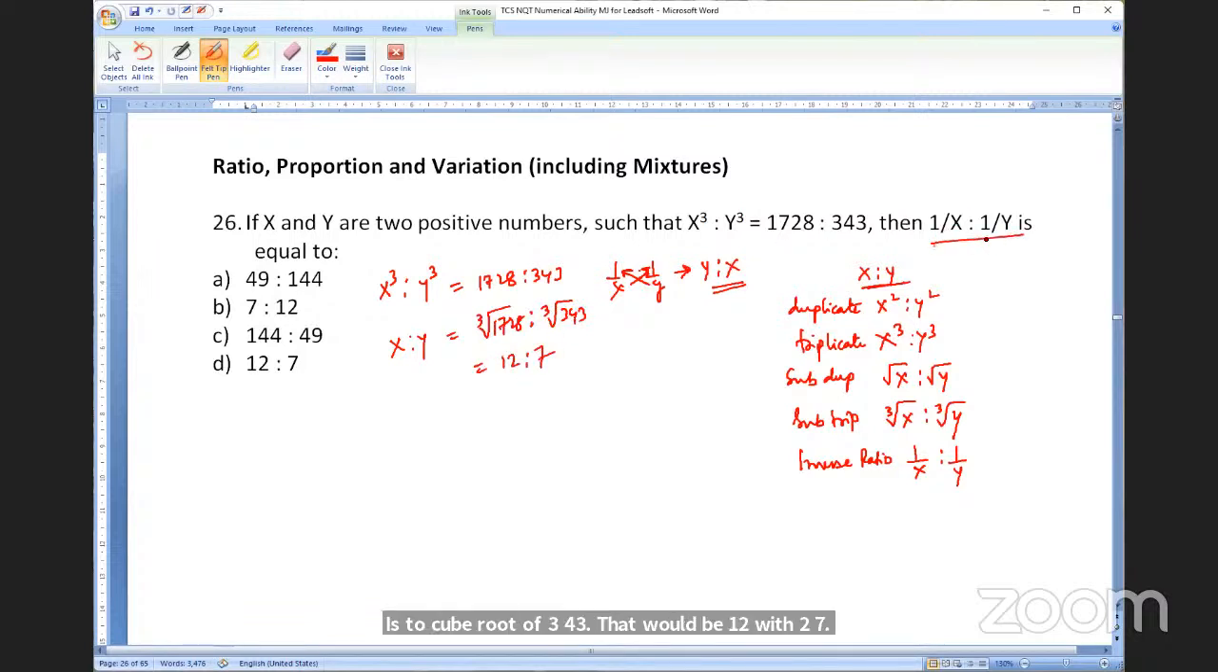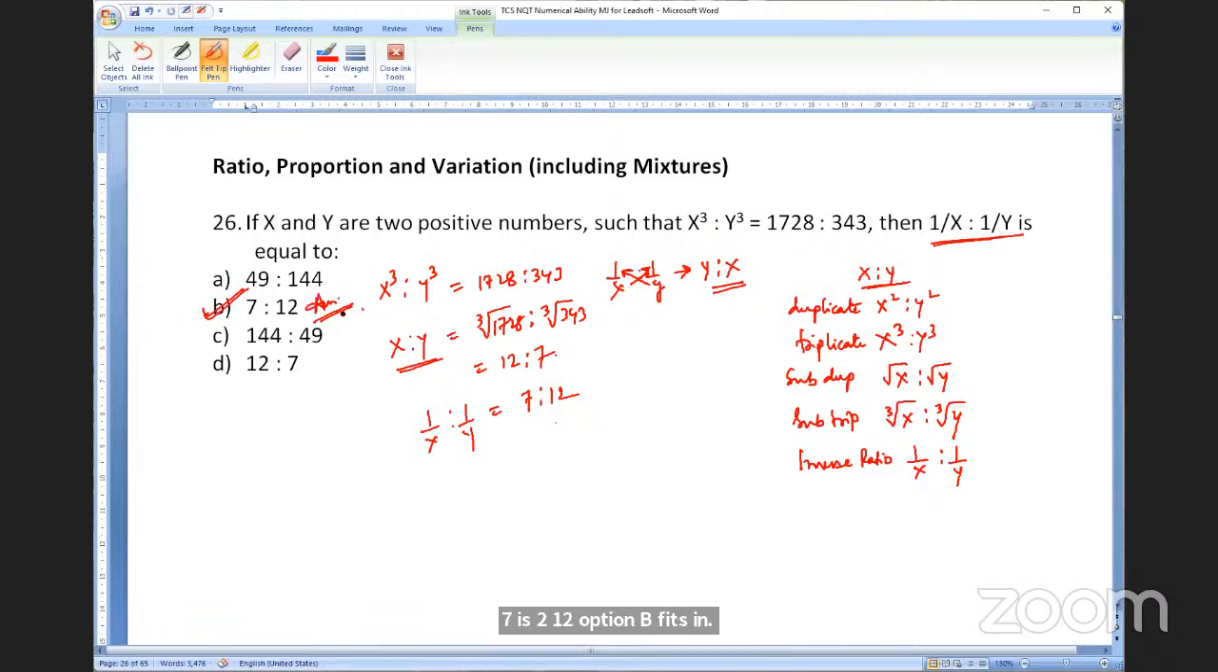And the question asks, what is 1 by x is to 1 by y? That is nothing but the inverse ratio of x is to y. So 1 by x is to 1 by y would be 7 is to 12. Or 1 by x is to 1 by y means y is to x. If x is to y is 12 is to 7, then y is to x is 7 is to 12. So option B fits in.